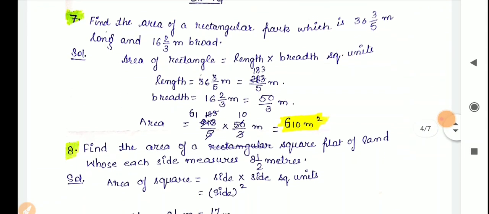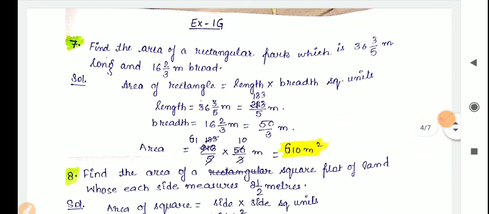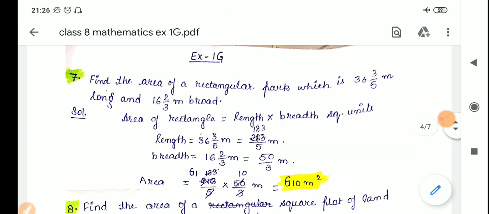Now next question is question number 7. Find the area of rectangular park which is 36 complete 3 by 5 meter long and 16 complete 2 by 3 meter broad. Listen, one thing here, like in the previous question it was about speed, distance and time, and now in the 7th question you are studying about the rectangle. So you should be very aware of the formulas also, like speed distance ka formula aa gaya, and here in the next question you will be facing the formula of area of rectangle, right?